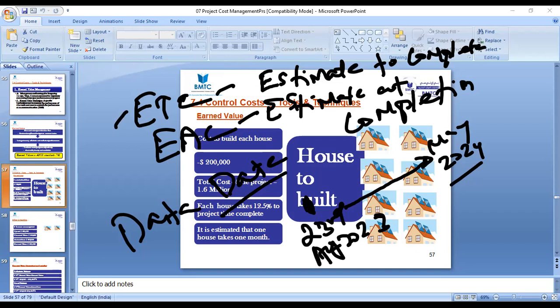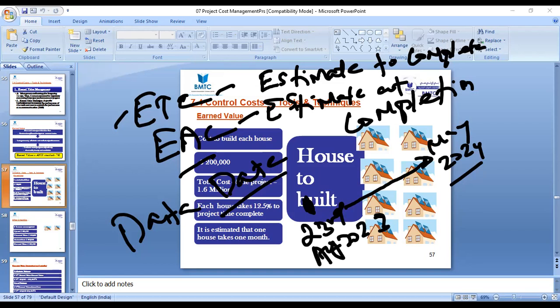Okay. And estimate at completion: once you finalize your last activity, in total, how much are you going to spend? Once you complete your project, what is the total money you have spent on the project? That will be the estimate at completion. Estimate to complete, I'll say that from today, what is the remaining budget you have to complete the remaining work? Estimate at completion is in total how much you're going to spend for your project. So that will be the estimate at completion.